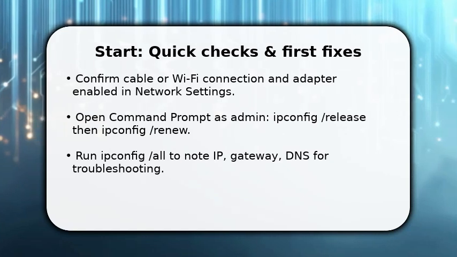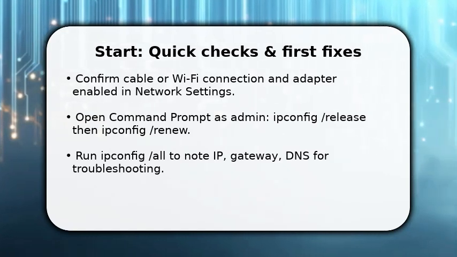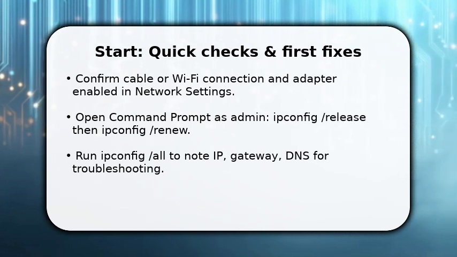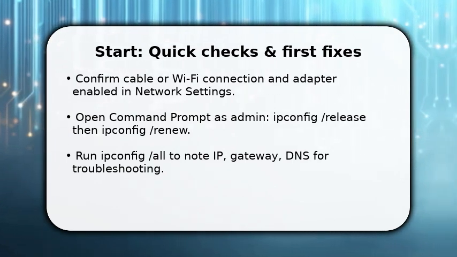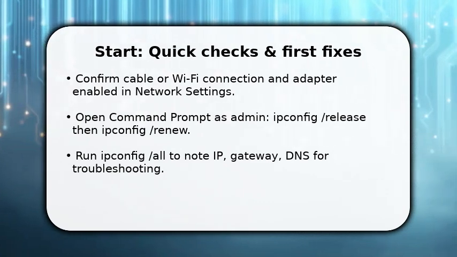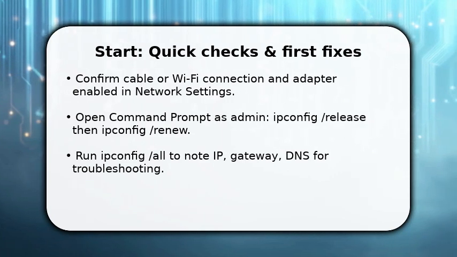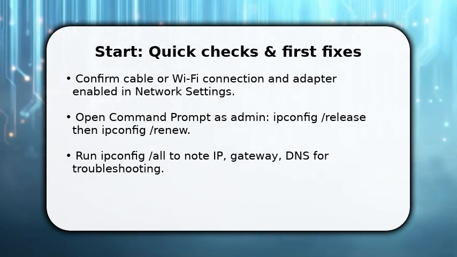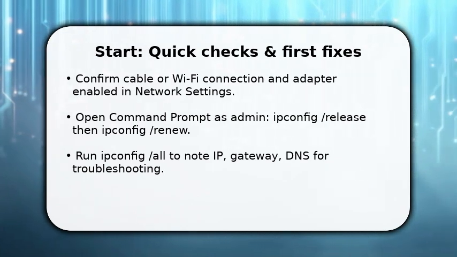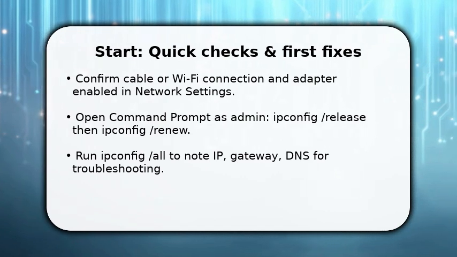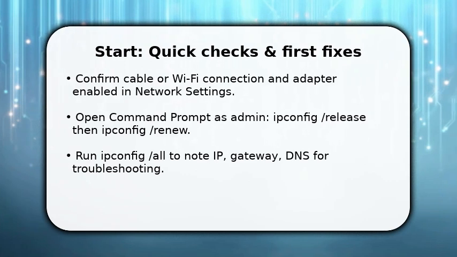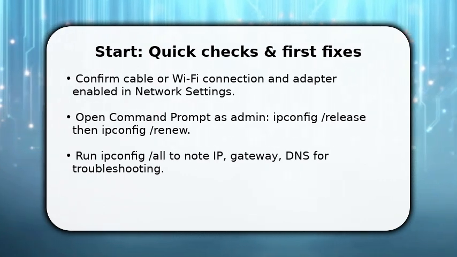You begin by verifying physical and software basics so you don't chase ghosts. Make sure the Ethernet cable is seated or Wi-Fi shows available networks, then open Command Prompt as administrator. Once there, run ipconfig /release to drop the current lease and ipconfig /renew to request a fresh one from DHCP. This often restores a broken IP quickly. After that, run ipconfig /all and note the IPv4, gateway, and DNS entries so you have a baseline for deeper steps.